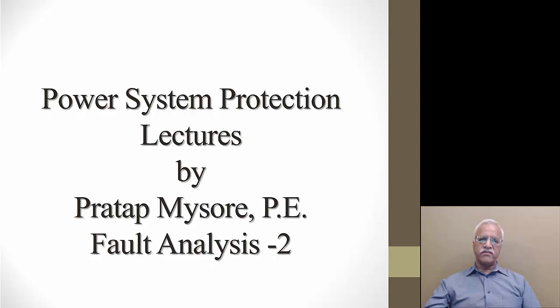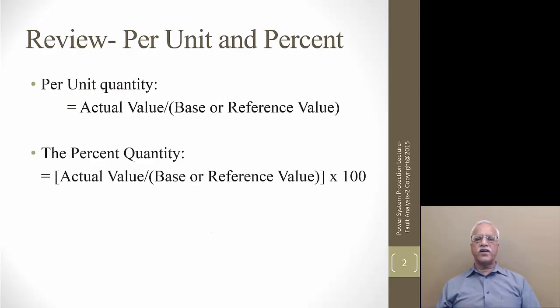In the last lecture, we covered per unit and percent quantities. Instead of expressing voltages, currents, impedances, and all the electrical quantities in actual values, in terms of volts, amps, watts, or ohmic values, we said that we will reference them to a base quantity, which we take as a nominal number. Then we take the ratio of the actual value to this nominal reference quantity and express it as per unit. And if you multiply by 100, it becomes percent.